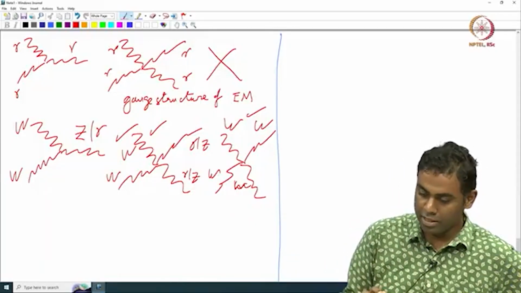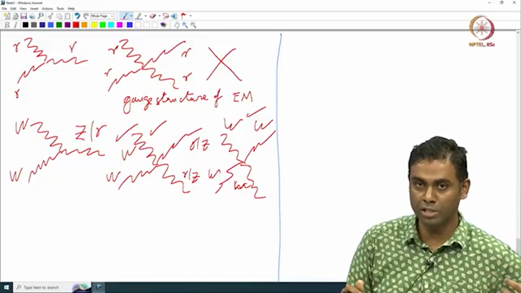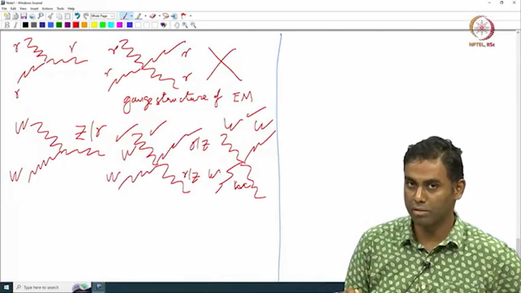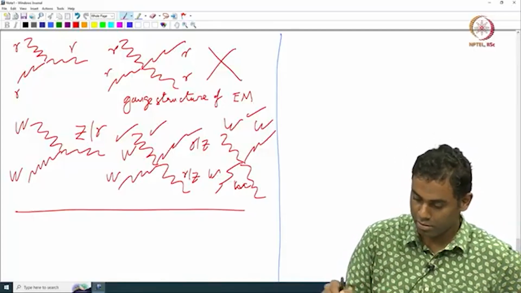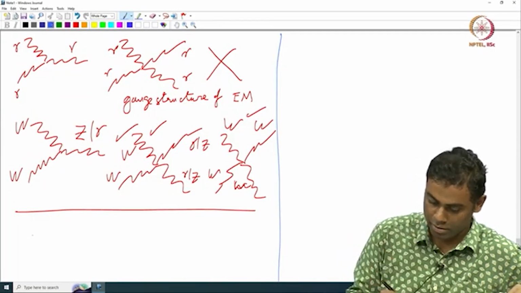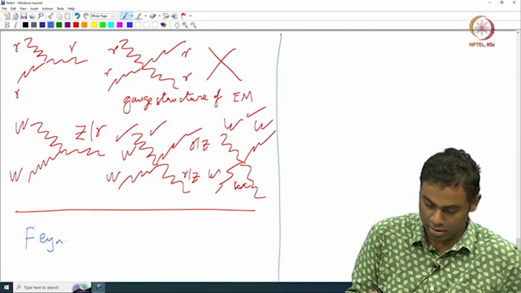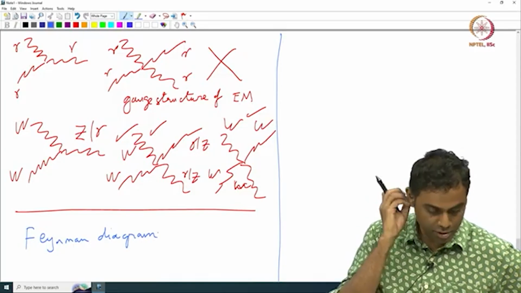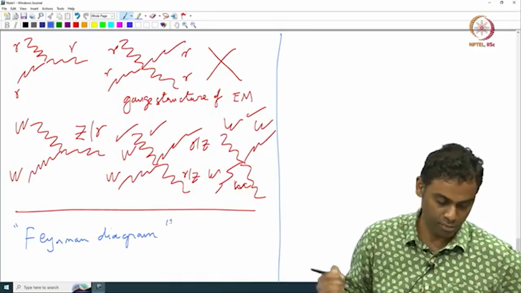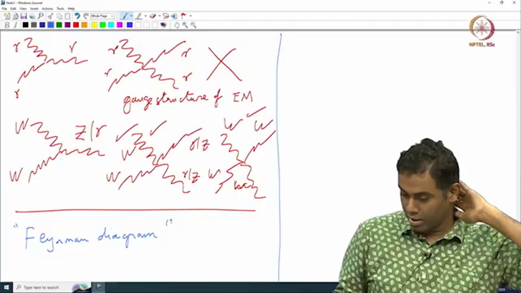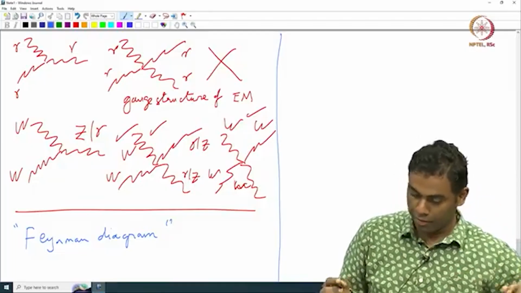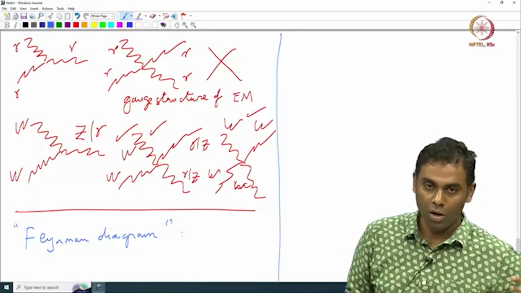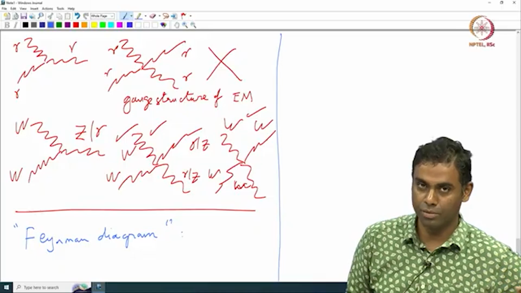Okay, if these are interaction structures, if these are just pictorial representations of interactions in a Lagrangian, then what are Feynman diagrams then? Okay. What is really a Feynman diagram? What is the Feynman diagram depicting? What is the physical significance? What is the physical meaning? Alright. A Feynman diagram is a pictorial representation of a transition amplitude.